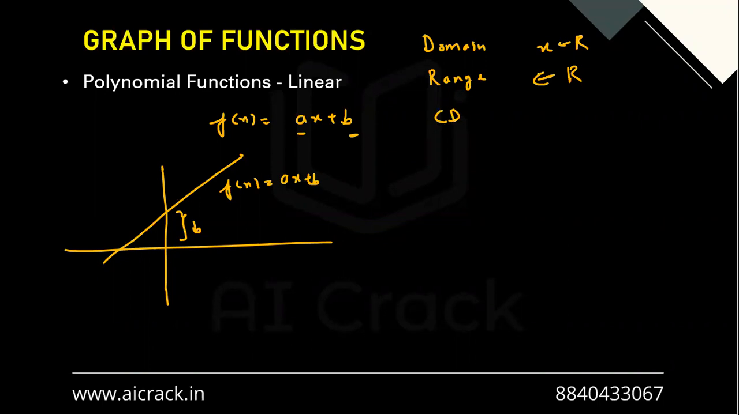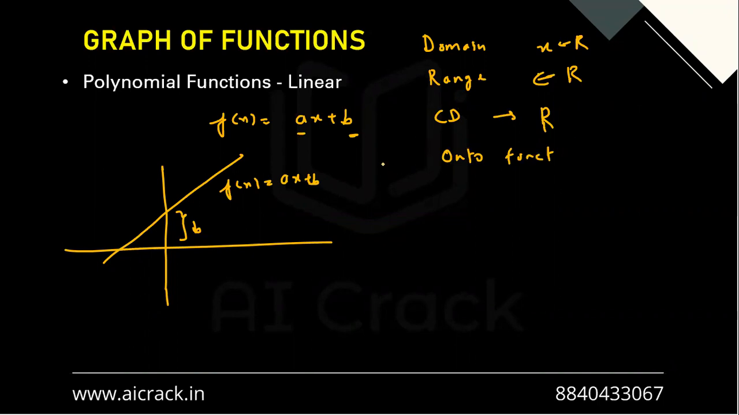Codomain actually depends on the definition of the function. If this function is defined from, let's say, R to R plus, let's say if this is defined like this, then in that case codomain would be R plus. But usually in linear functions, codomain is also R. So considering codomain is R, can we say that this is an onto function because range equals to codomain? So for this case, this is an onto function. It's not an into function, right?